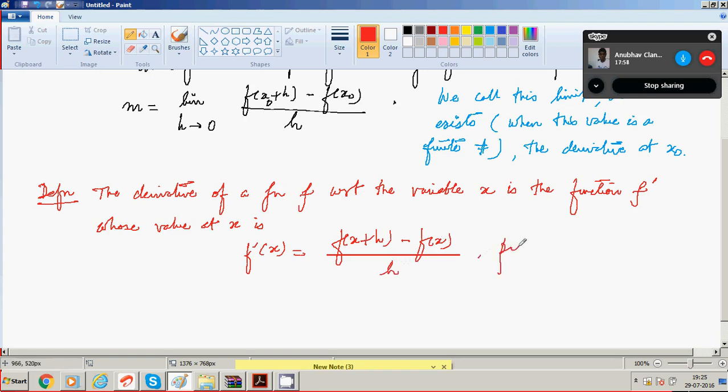provided the limit exists. Once again, provided the limit exists. We call finding the derivative in this way finding the derivative from first principles or from basic definition or from scratch, to use a fancy word. Please take all the notes.